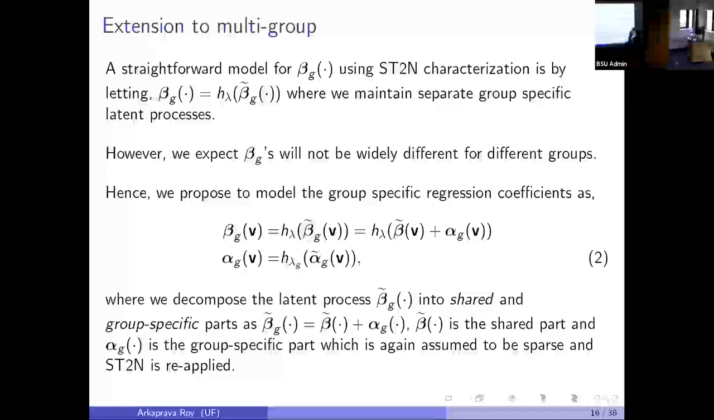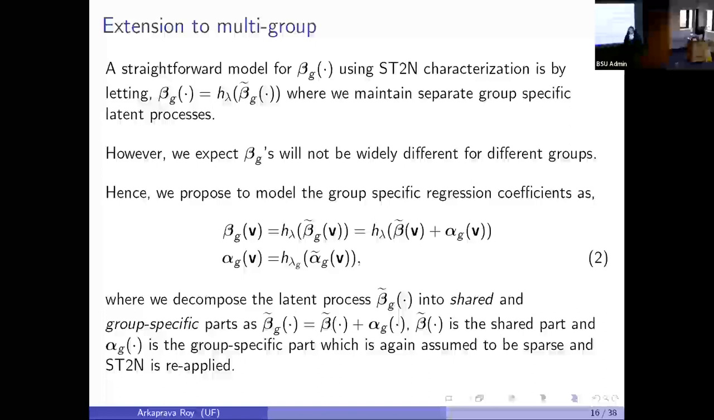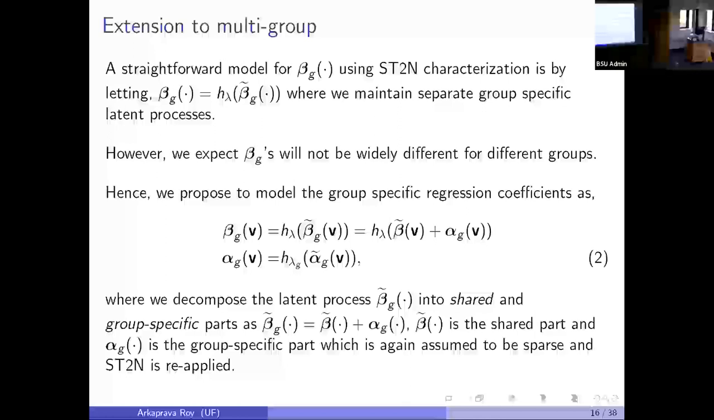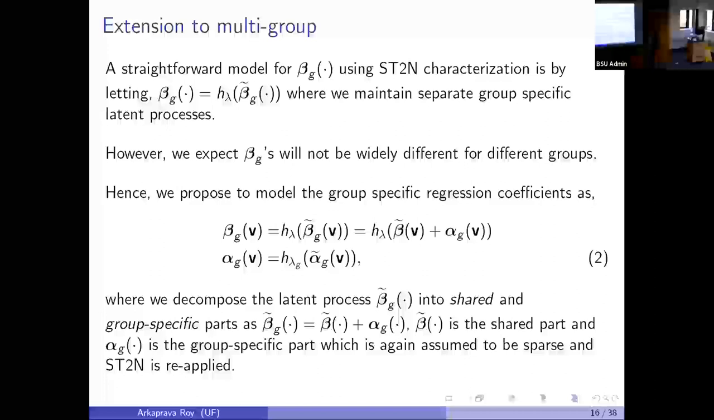I did not check the prediction before, but later on I checked the prediction, and this type of information sharing actually helps the prediction performance a lot. So this is our extension for the multi-group setting.